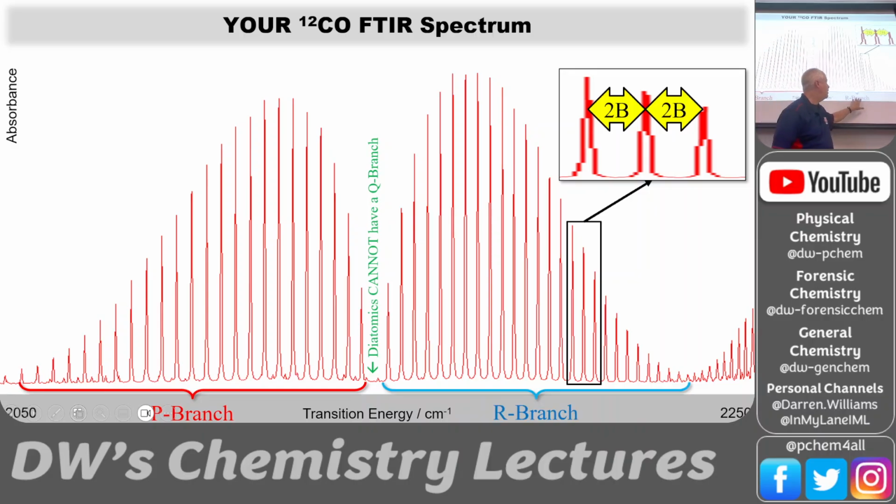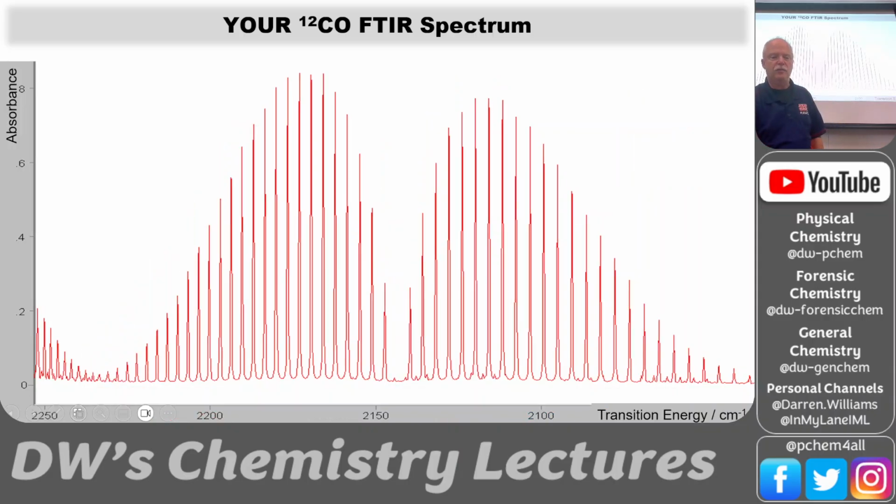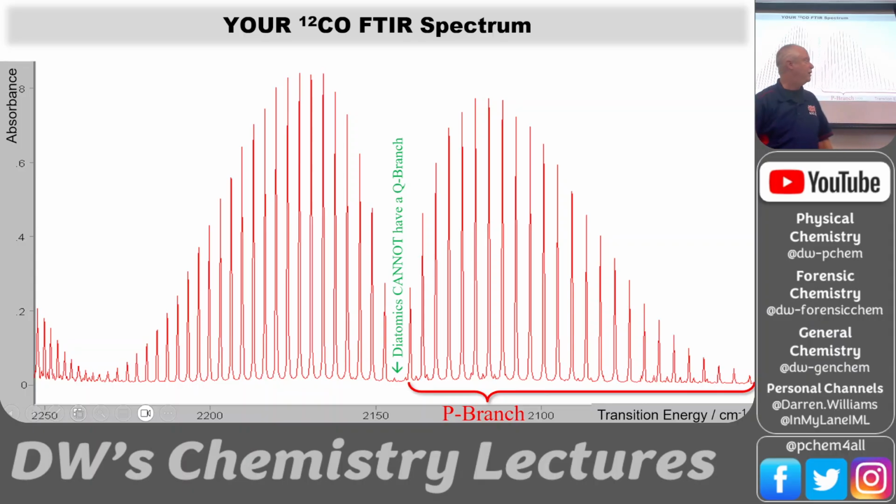So the R branch is always on the high wave number side, the P branch is always on the low wave number side. A lot of times infrared spectra is plotted where the high wave number is on the left, and so here I've flipped it. Now the high wave number side is over here. So now the R branch is on this side. Wait, yeah, P branch over here, R branch is on this side because that's the high wave number side. So you can't say it's on the left or right. You have to say the high wave number side is the R branch.